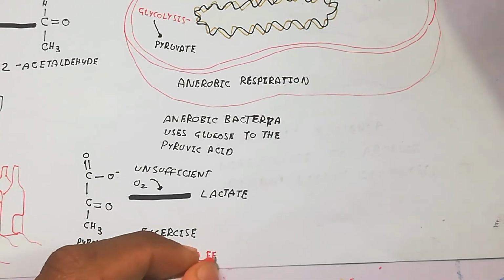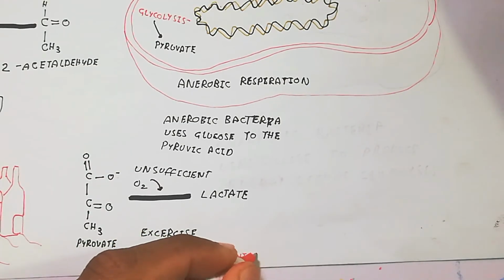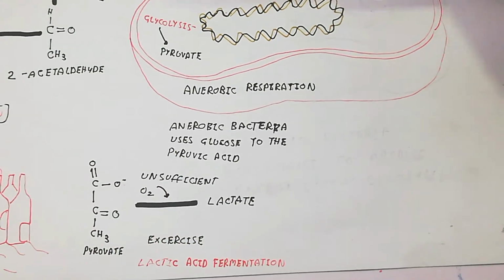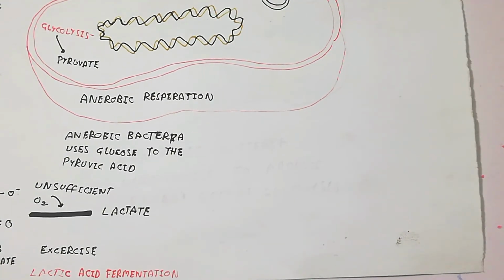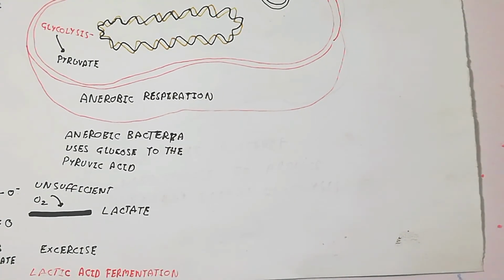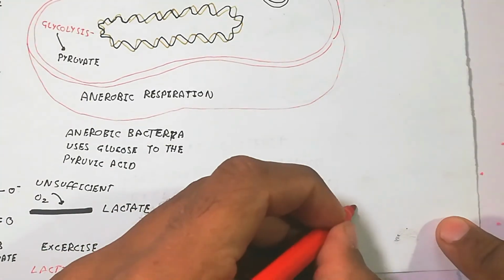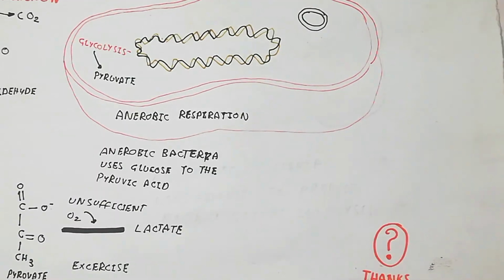And here we will talk about pyruvate when there is insufficient oxygen in the muscle, so it is converted to lactate, known as lactic acid fermentation. So during exercise, lactic acid fermentation occurs.